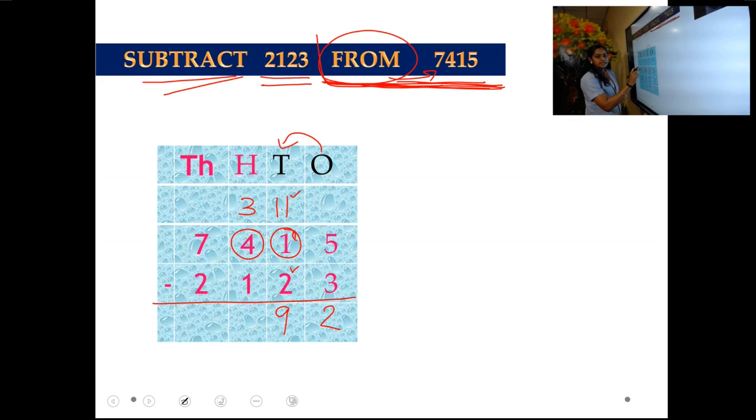Then move to the next place. 3, 1. 3 in mind, 1 in hand, 3 before, 2. Okay, then last numbers 7, 2. What is the answer there? 7 in mind, 2 in hand, 7 before, 6 and 5. So the answer is 5292.